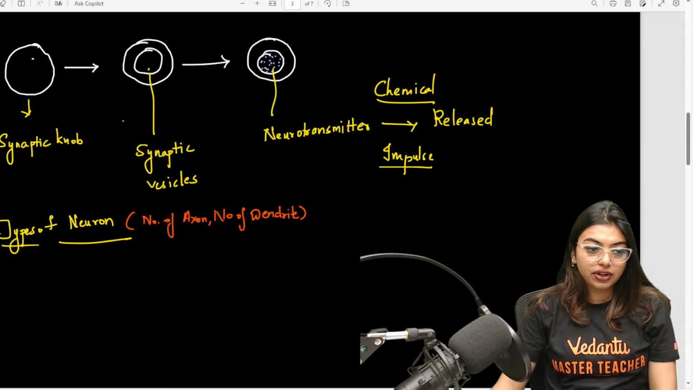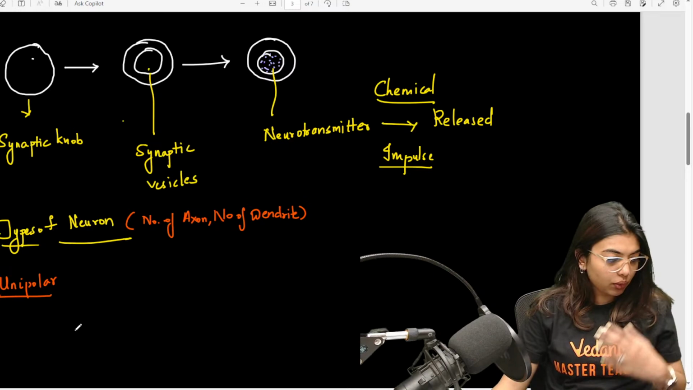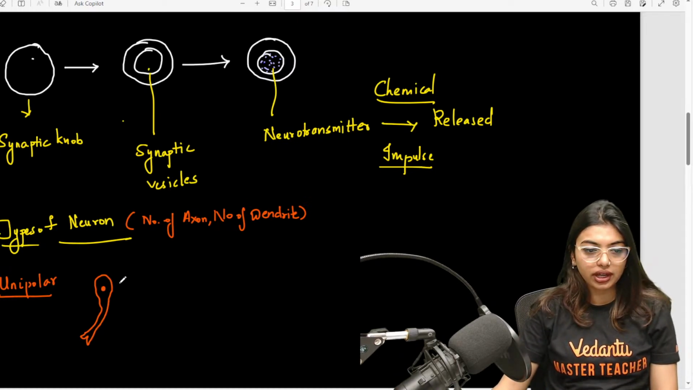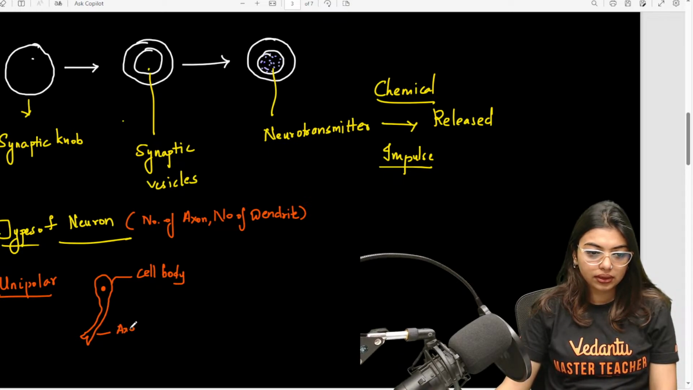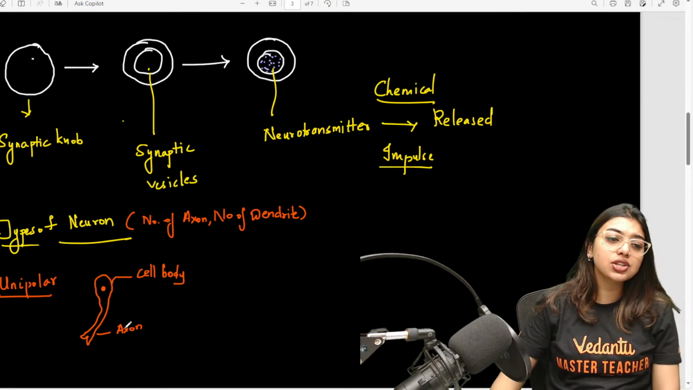And the first one is going to be unipolar. Unipolar means what do they indicate by unipolar? There is one axon and one cell body. That's all. One axon, one cell body. Done. So this is the cell body, and this is the axon. Got it? Job is done. This is unipolar.